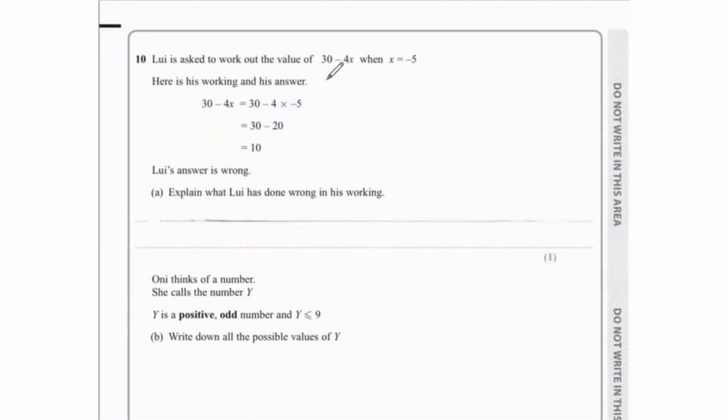And Lou is asked to work out the value of 30 minus 4x with x equals -5. Here is his working and his answer. 30 minus 4x equals 30 minus 4 times -5. Then it gives 30 minus 20, and that equals 10. Lou's answer is wrong. Explain what Lou has done wrong in his working. So basically, if we multiply -4 with -5, that gives us positive 20. So it should have been 30 plus 20, and that gives us 50. So he should have written 30 plus 20 instead.